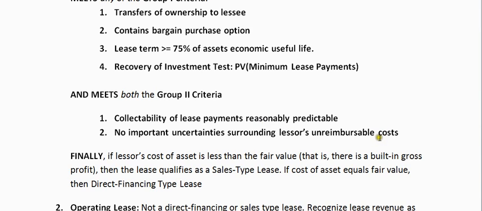If you're going to lease a nuclear power plant, but the waste has to be dealt with, and you're the lessor and you said, I'll take care of that, but there's so much regulatory uncertainty around it, you may determine that there's too many uncertainties around your unreimbursable costs, and it doesn't meet the Group 2 criteria, so you can't recognize the lease receivable, because if there's some law that you think may be changing, that's going to put a lot of cost on you as a lessor.